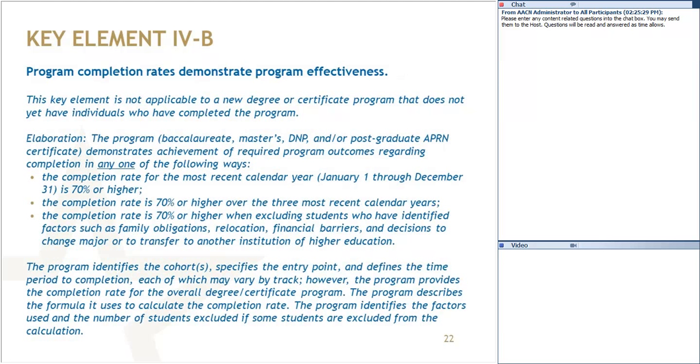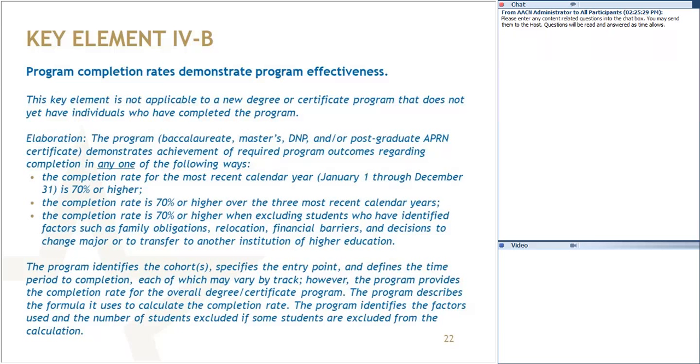Deborah? For a minute. We're going to move on to key element 4B. Can we move the slide to slide 22, please? All right, there we are. We might be on a delay, Deborah. It's there.